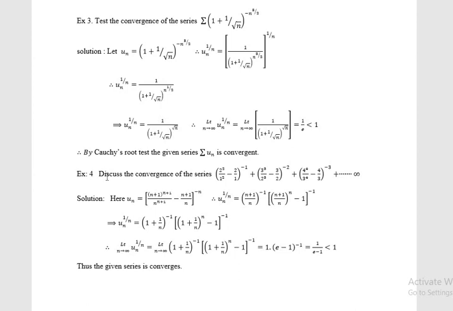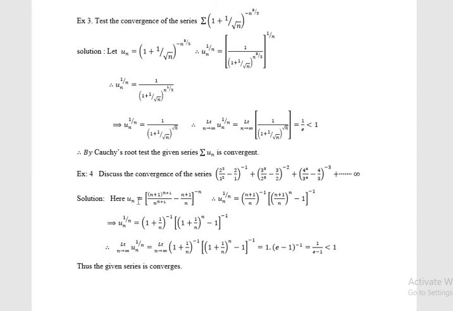Another example 4. Discuss the convergence of the series. The first term is (2²/1²) minus (2/1) all to the power minus 1, plus the second term (3³ divided by 2³) minus (3/2) all to the power minus 2, plus the third term (4⁴ divided by 3⁴) minus (4/3) to the power minus 3, plus and so forth.